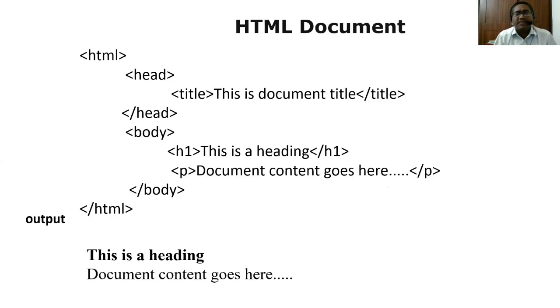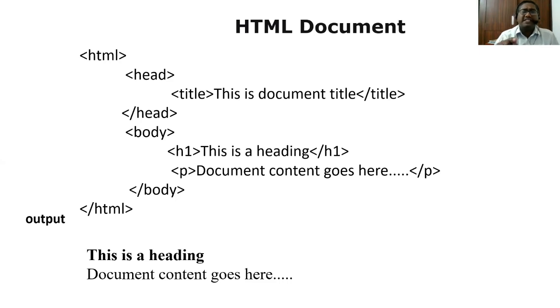This is a sample of an HTML document. If you want to create an HTML document, we go like this: HTML. Within HTML, two parts will be there: one is the head part, another is the body part. Within the head part, two pieces of information will be there: one is title, another is style. Style will be used only when we study CSS. And within the body, all the information we write will be displayed over the web page. So web page information is displayed only through the body tag.